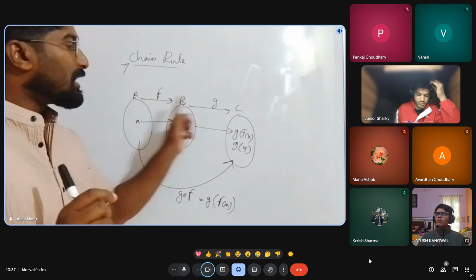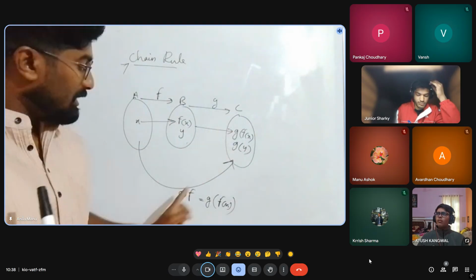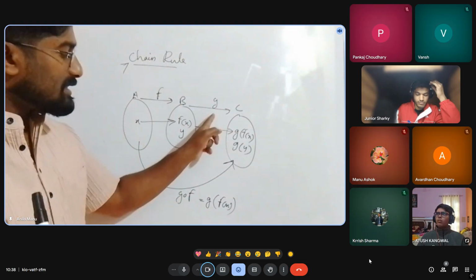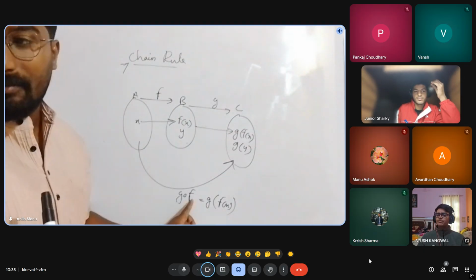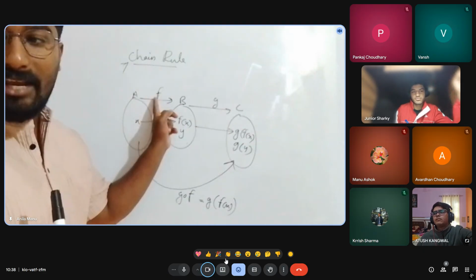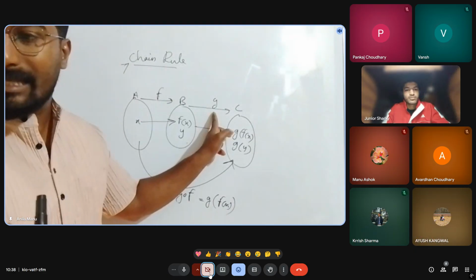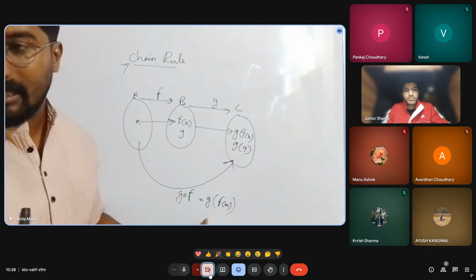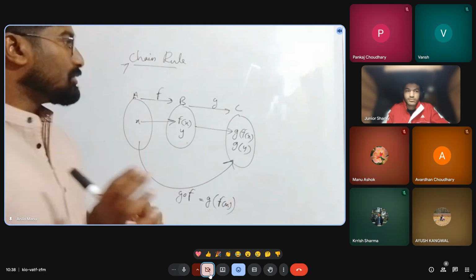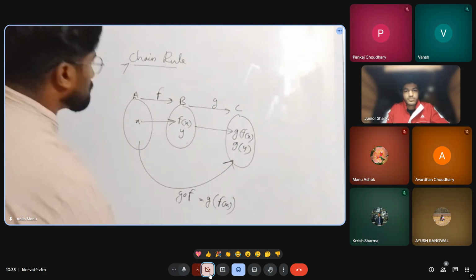Here consider which function you defined second. That will come first here. See, g is the second function, so we write g composition f. Suppose if you define g first and f second, then that is going to be f composition g. Very simple, easy. I'll tell you by one example.